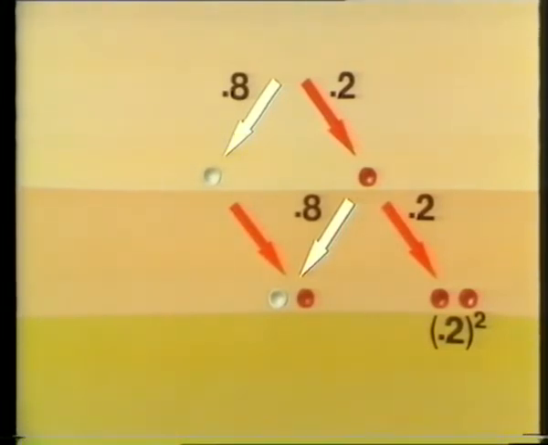The probability that our second choice is red will again be approximately 0.2. So this way of getting one white and one red will also have a probability of 0.8 times 0.2. And the total probability of one white and one red is the sum of the probabilities along each route. 0.2 times 0.8 plus 0.8 times 0.2. That's twice 0.8 times 0.2.